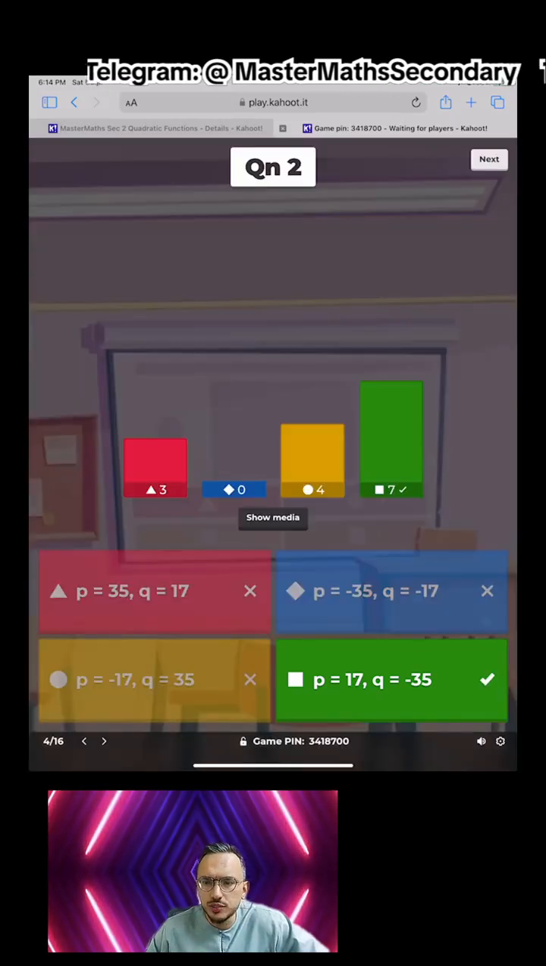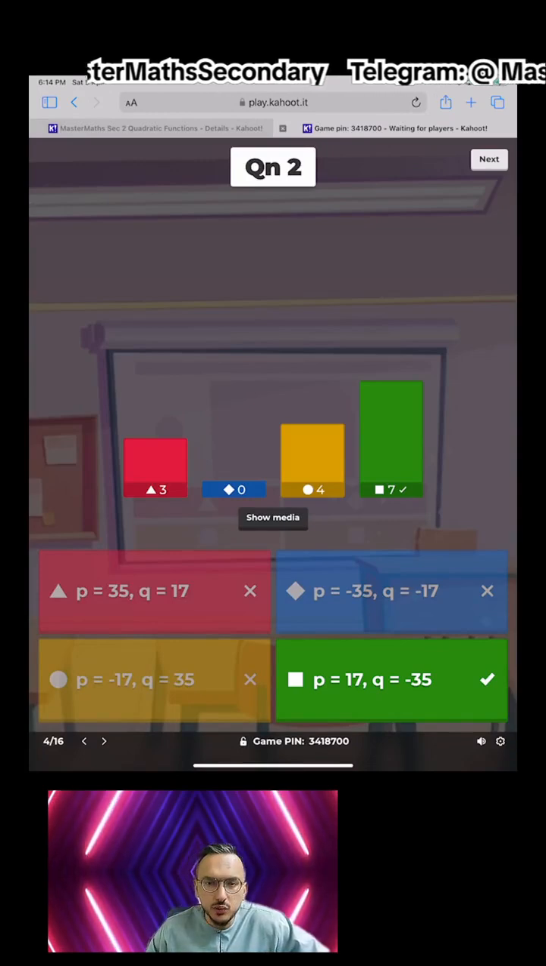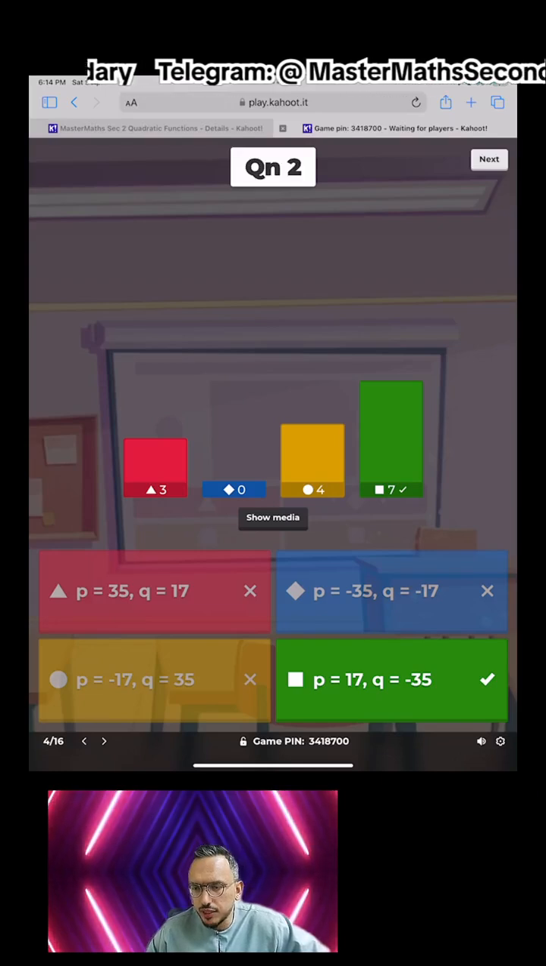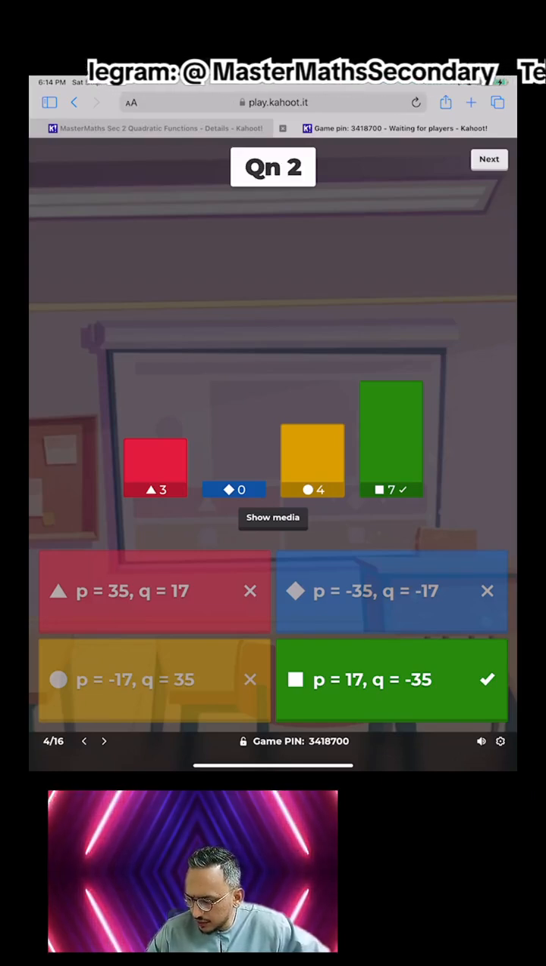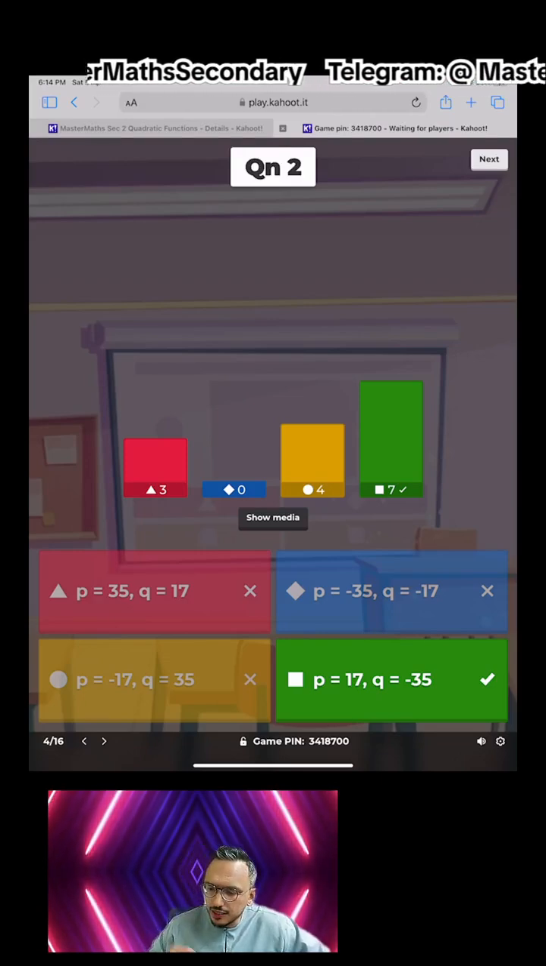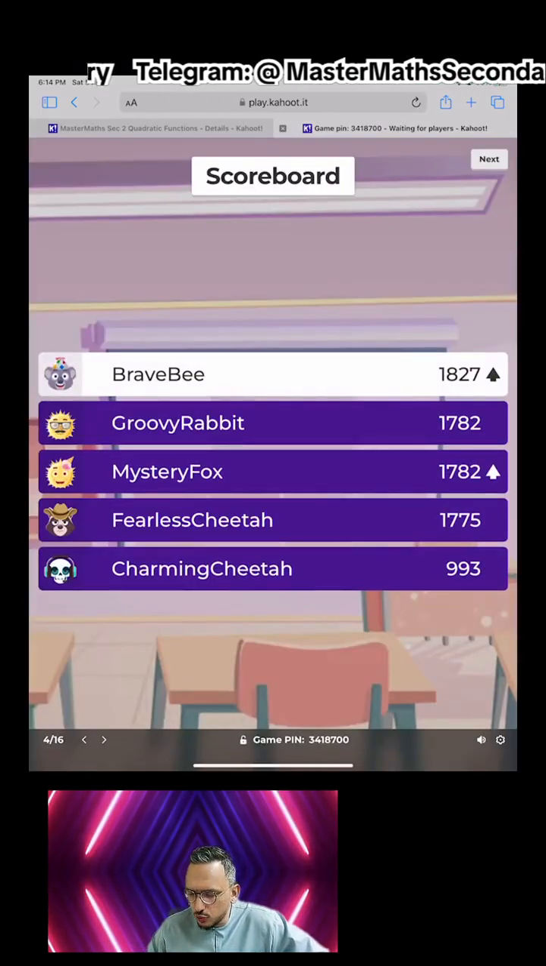Dido House. Okay, so question number 2, the answer is P equals 17, Q equals negative 35. So the answer is green. Why is the answer green? Okay, let's move on, and let's first see who's at the top.